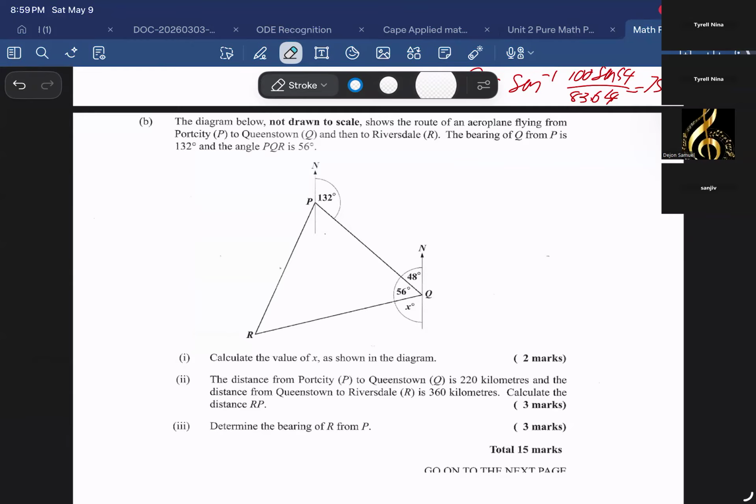Let's see there. Right. After this one's up, we will do angle of elevation and depression.